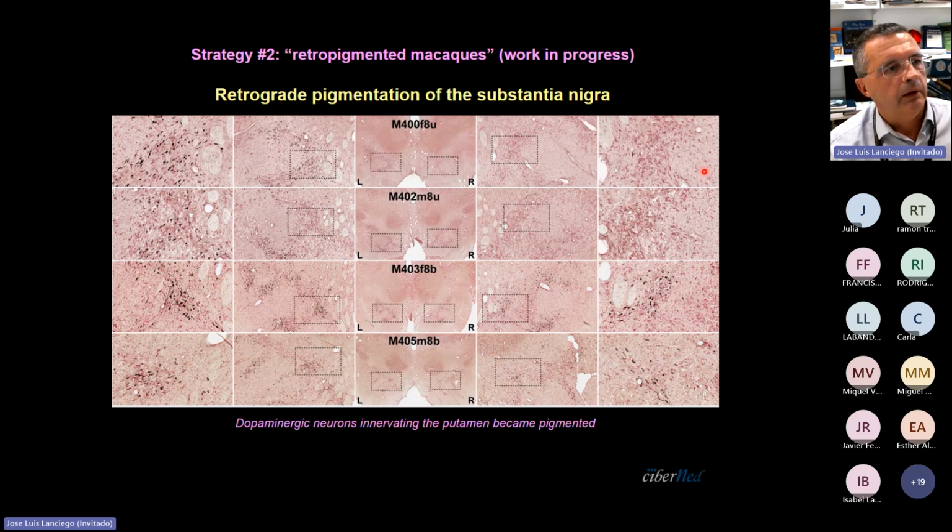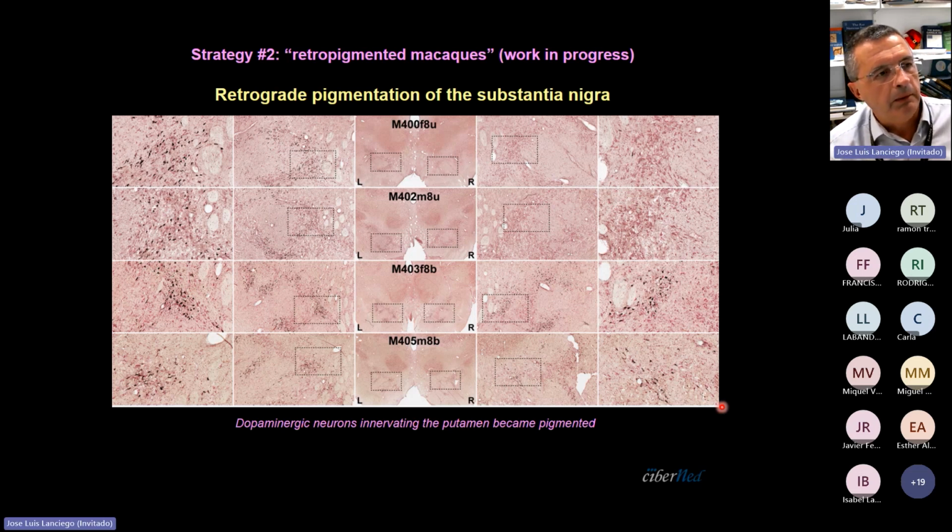What you have in the first two rows on the top is an animal with a unilateral injection, so there's nothing in the right substantia nigra. There is some evident pigmentation in the left substantia nigra. And these are the animals with a bilateral injection of this vector in the putamen. You can see there is a bilateral pigmentation both in the left and in the right substantia nigra.